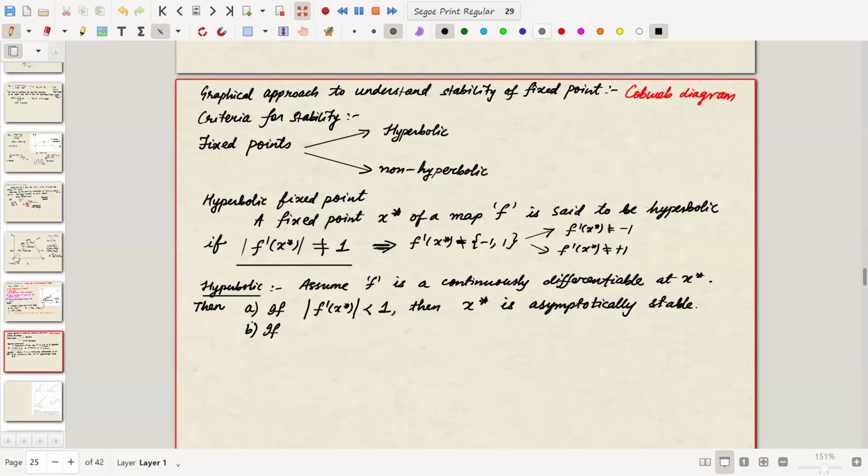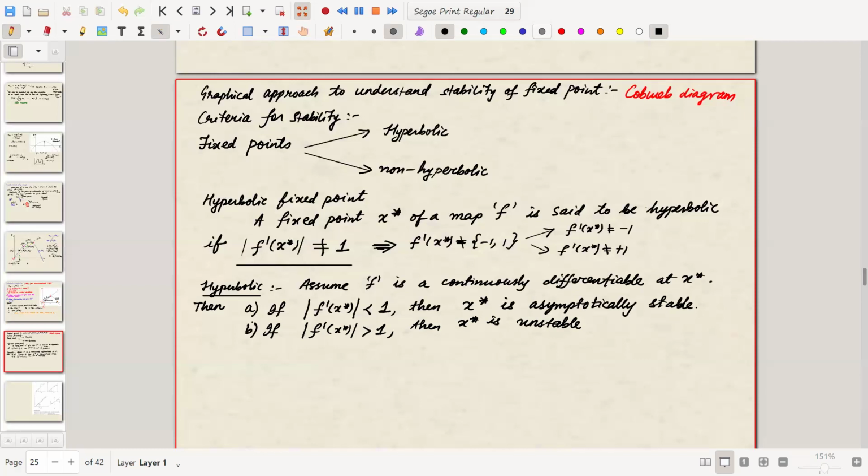So next we will see, if the modulus of f prime of x star at the fixed point is less than 1, then x star is asymptotically stable. The other way around, if f prime of x star is greater than 1, then x star is unstable. It's an unstable fixed point. Now if you have a fixed point, you can compute the derivative and take the modulus. If it is less than 1, that fixed point is stable. If it is greater than 1, it is unstable.